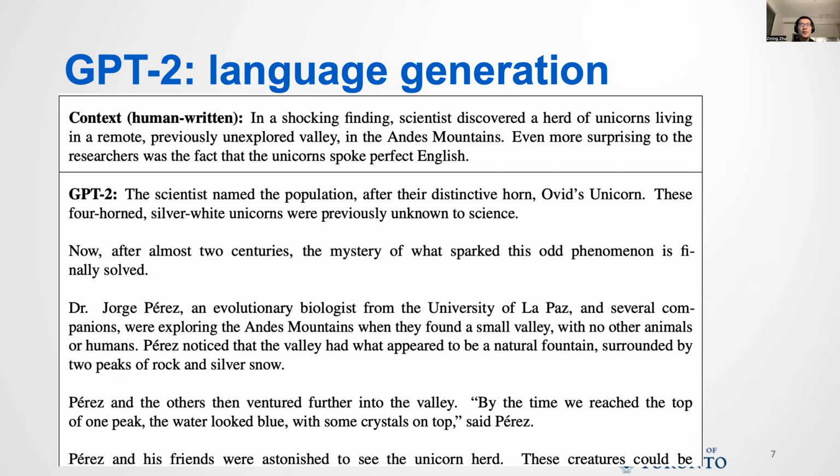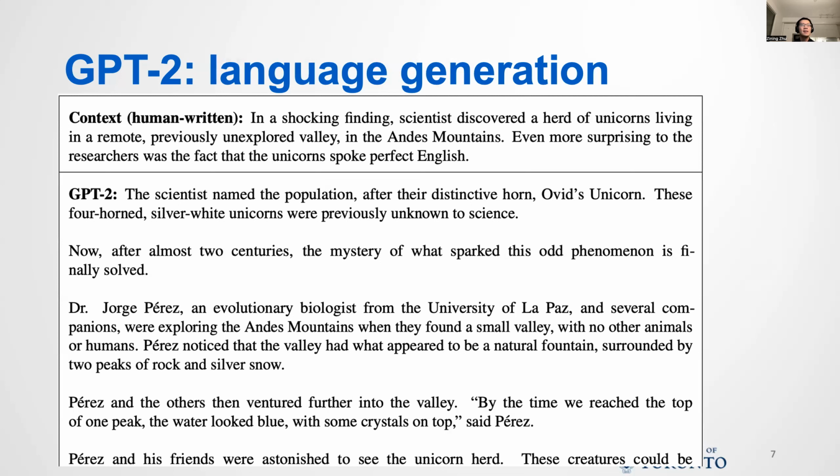So the context is, in a shocking finding, scientists discovered a herd of unicorns living in a remote, previously unexplored valley in the Andes Mountains. Even more surprising to the researchers was the fact that the unicorns spoke perfect English. Here's what GPT-2 generates. The scientists named the population after their distinctive horn, Ovid's unicorn. These four-horned silver-white unicorns were previously unknown to science. Now, after almost 2 centuries, the mystery of what sparked this odd phenomenon is finally solved.